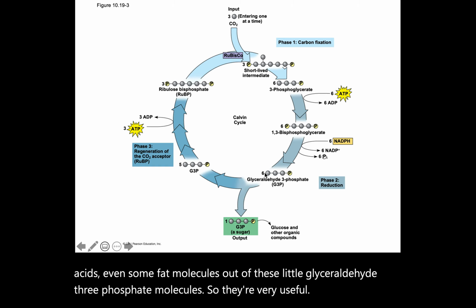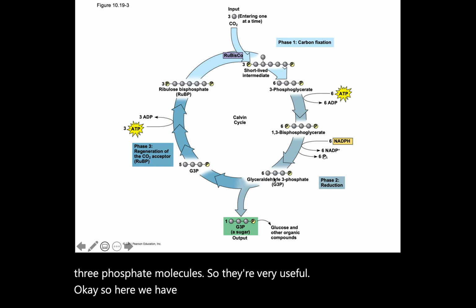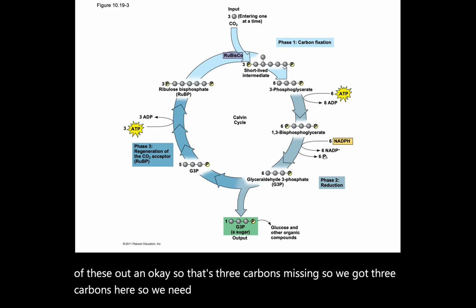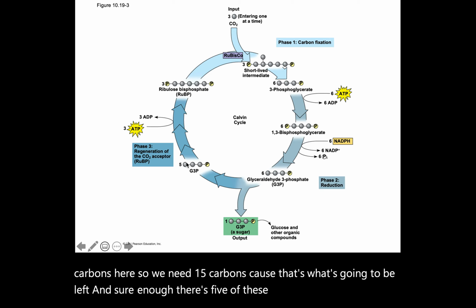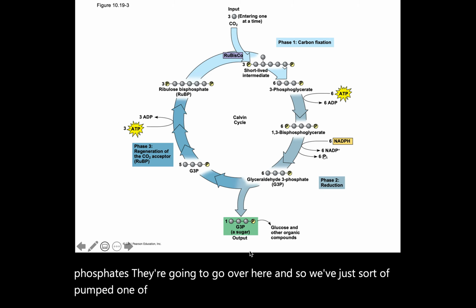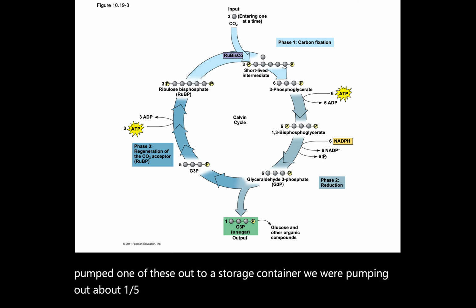Okay, so here we have 6 times 3 is 18 carbons. So we're going to take one of these out. And, okay, so that's 3 carbons missing. So we've got 3 carbons here. So we need 15 carbons, because that's what's going to be left. And sure enough, there are 5 of these glyceraldehyde 3-phosphates that are going to go over here. And so we've just sort of pumped one of these out to a storage container. We're pumping out about 1/5.